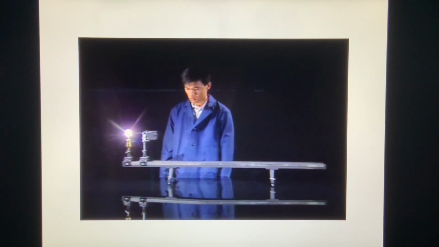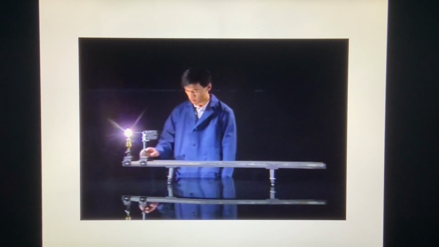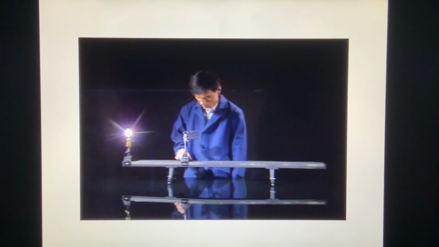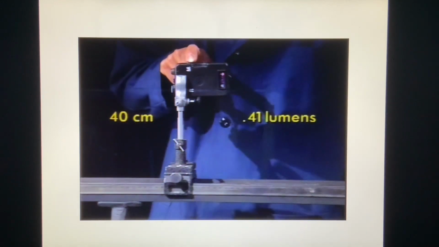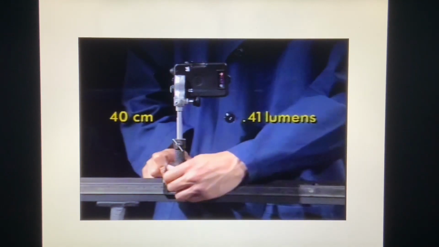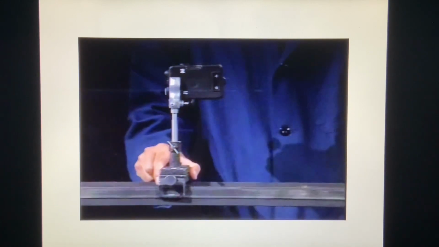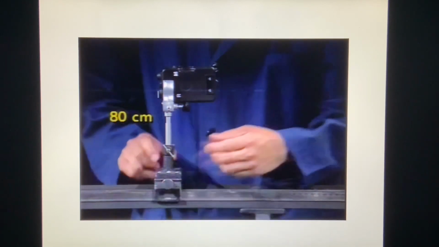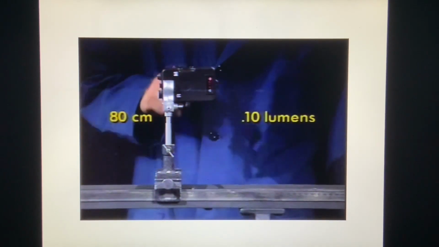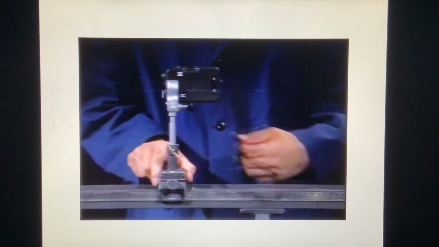Light from a distant source appears much dimmer than light from the same source seen up close. We'll use this small filament light source and a photometer to demonstrate how the intensity of light varies with distance. The photometer measures the intensity of light falling on its sensor. When the photometer is 40 centimeters from the light, the intensity reading is 0.41 lumens. If we double the distance, the intensity is 0.10 lumens, or about 1/4 of the original reading.